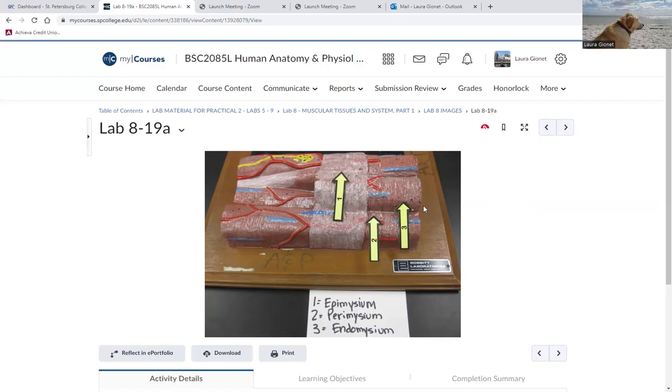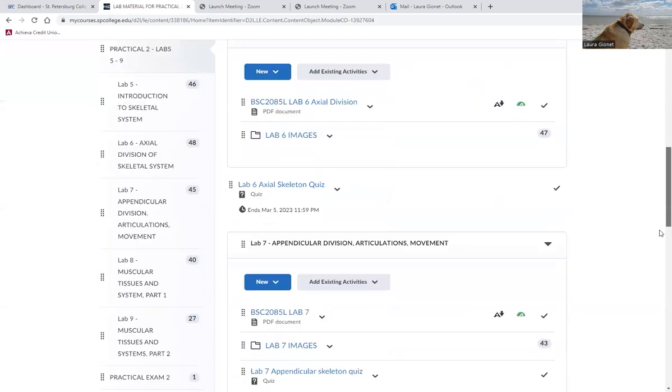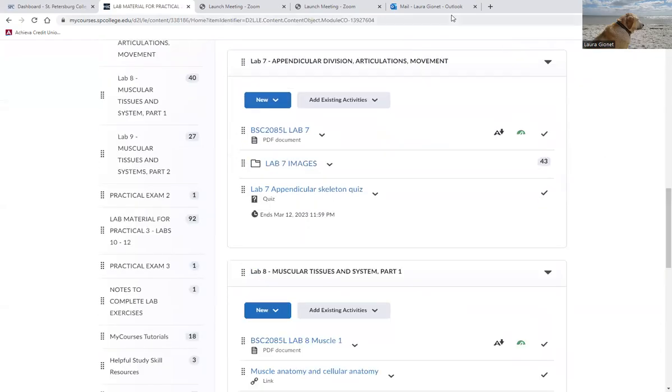So it's a little difficult to see this way, but I'll use this picture just without the index card. Epimysium, perimysium, endomysium, and be able to recognize a reasonable definition of those tissues. Okay, and so that is the end of Lab 8.